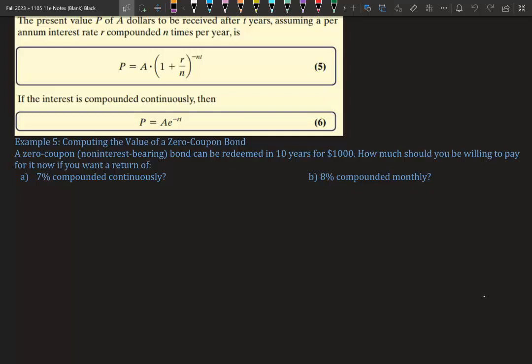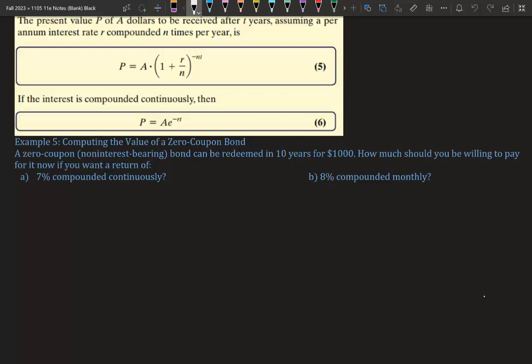A zero coupon non-interest bearing bond can be redeemed in 10 years for $1,000. How much would you be willing to pay for it now if you wanted a return of 7% compounded continuously and 8% compounded monthly? So now we're asking, if I gave this much money and it says in 10 years you'll earn this $1,000, how much do you have to pay right now? So if I'm saying in 10 years I'm going to get $1,000, how much do I have to put down right now to earn $1,000 in 10 years?